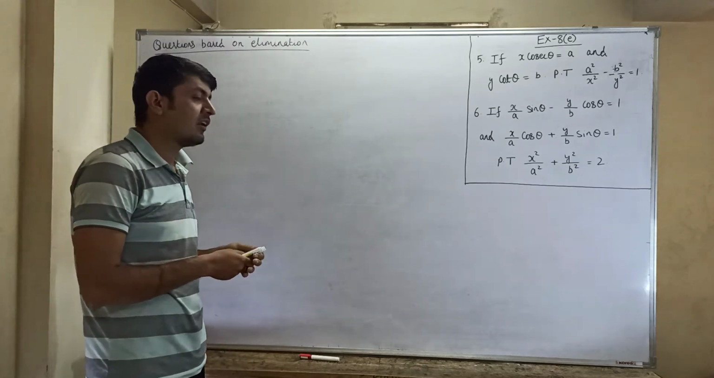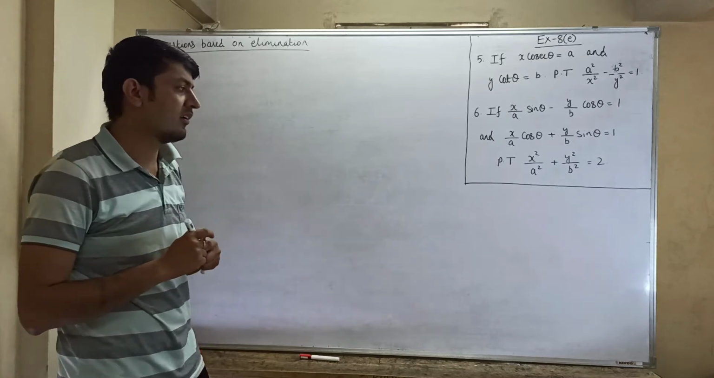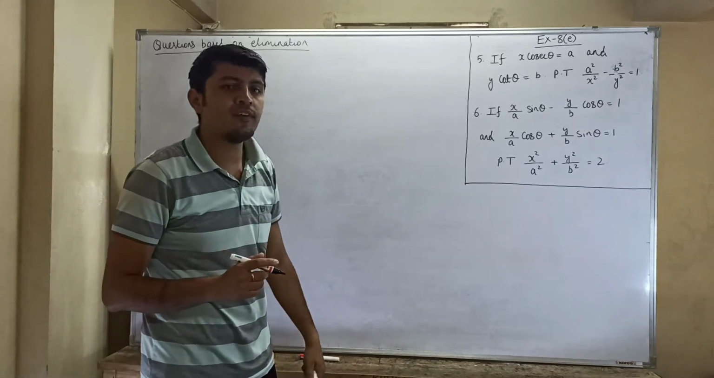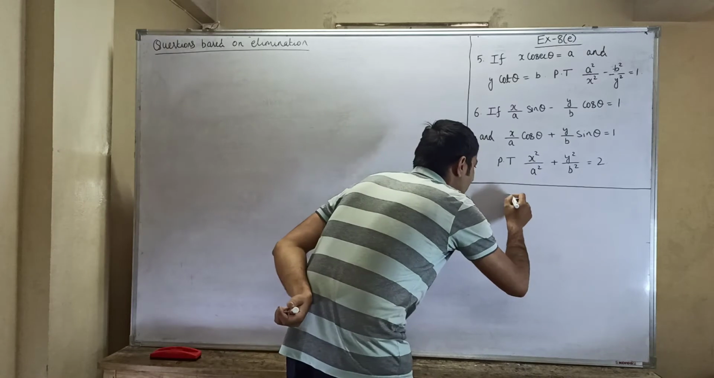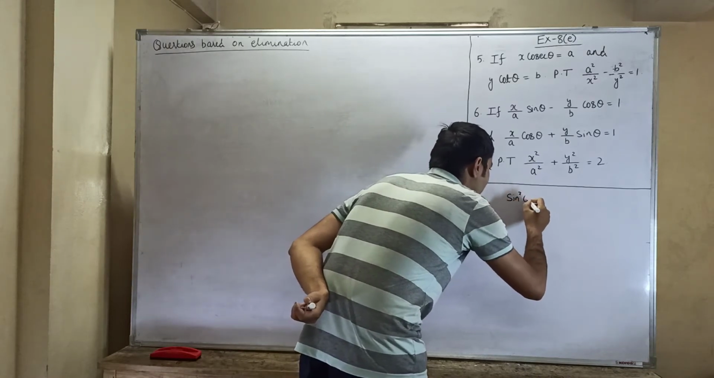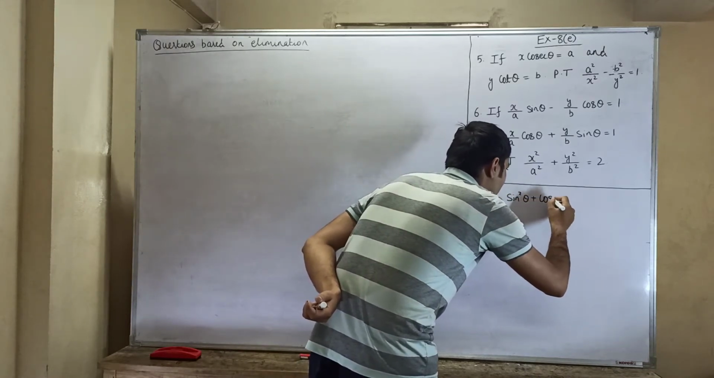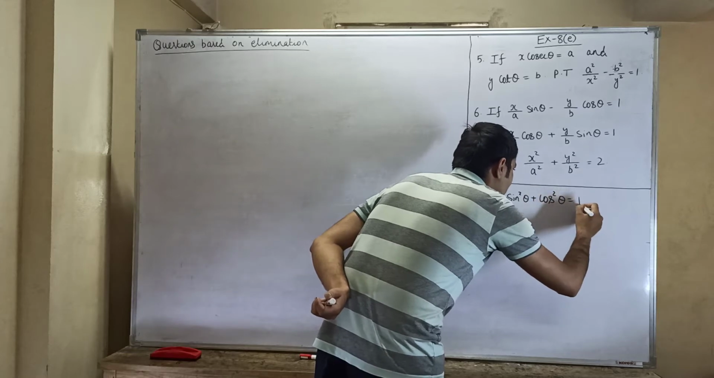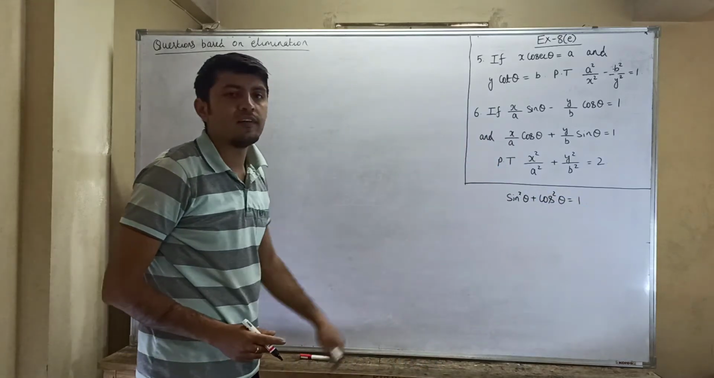So let me recall all those three identity relations. What was your first identity relation? It is sin square theta plus cos square theta is equal to 1. This is your first identity relation.